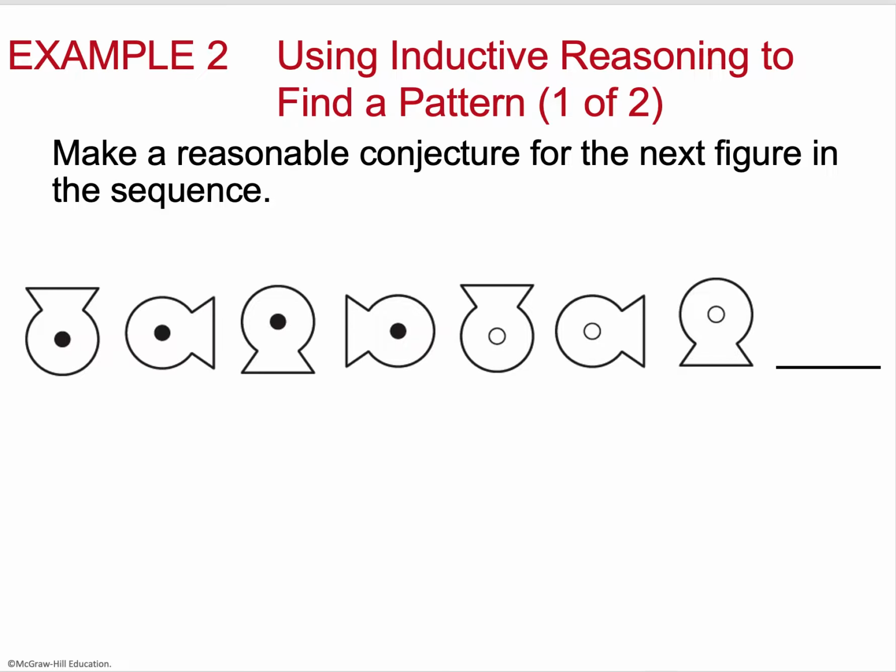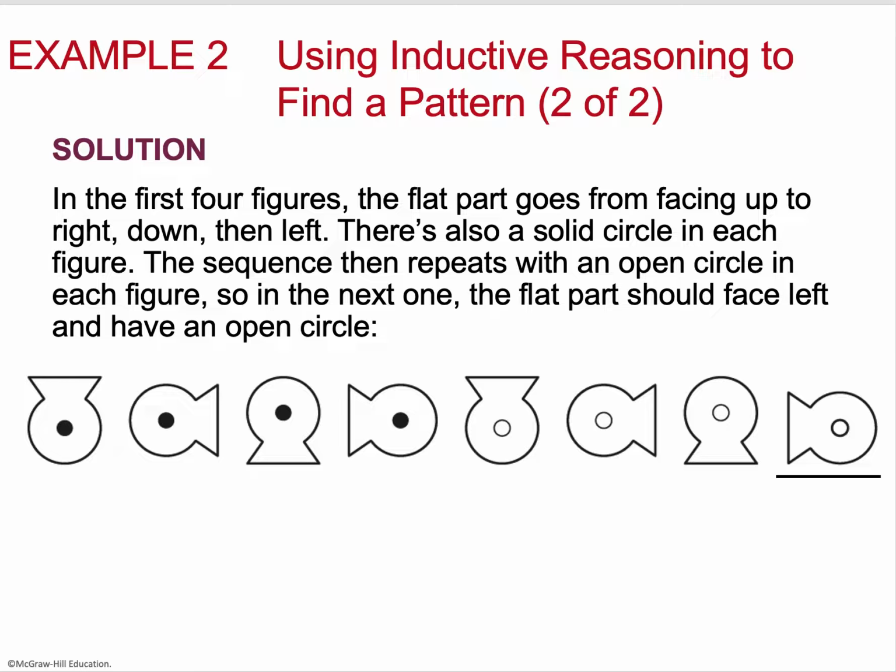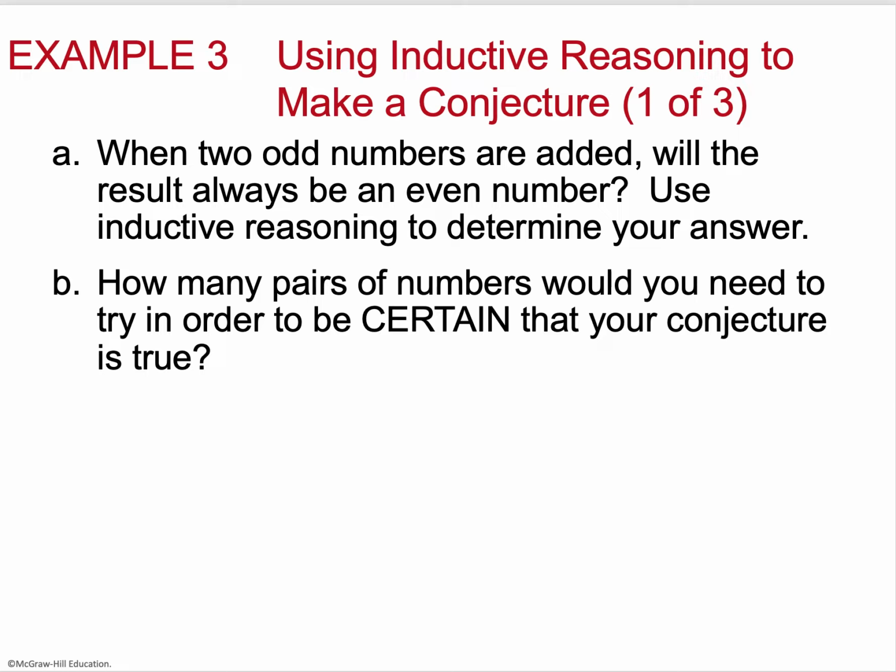Another example would be if I'm looking at these shapes and I'm trying to continue the pattern to the next one. In the solution to these shapes, I look at the first four figures, and the flat part goes from facing up to right, down, then left. And I've got a solid circle in those. The next sequence is going to repeat with the open circle, so by elimination or by identification of the observation, I arrive at the last figure. So it's personal, first-person observation. I personally observe this, therefore I think the next thing would happen.